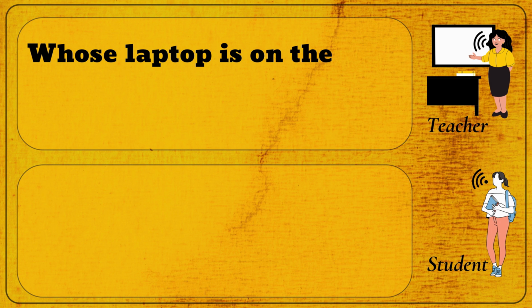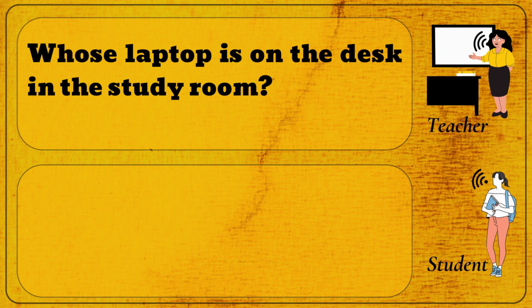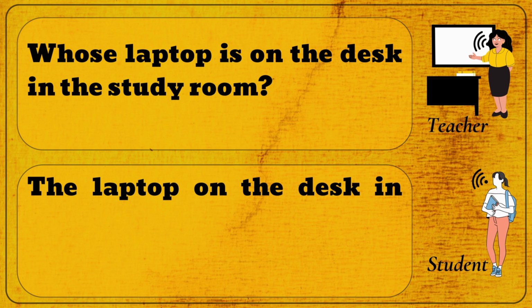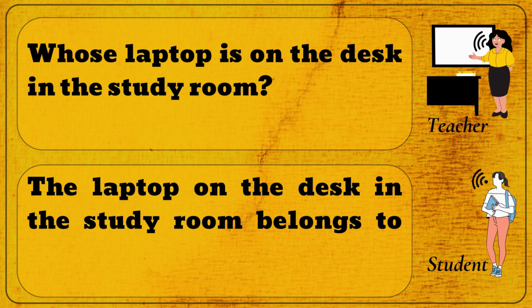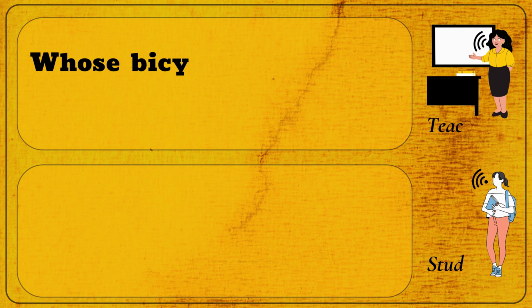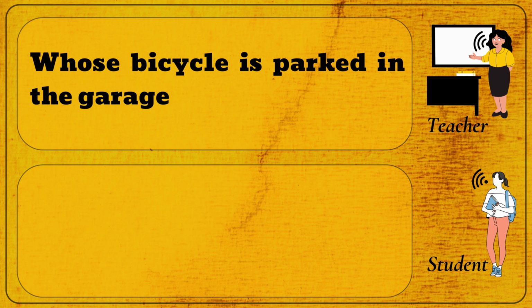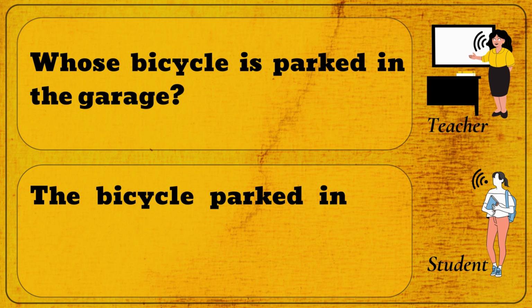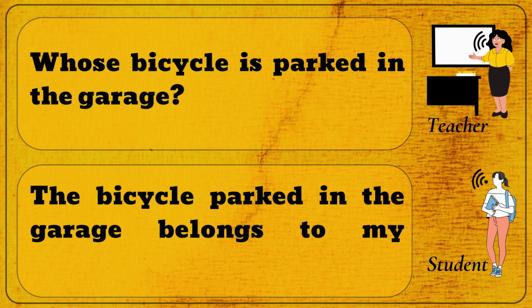Whose laptop is on the desk in the study room? The laptop on the desk in the study room belongs to Dad. Whose bicycle is parked in the garage? The bicycle parked in the garage belongs to my younger sister.